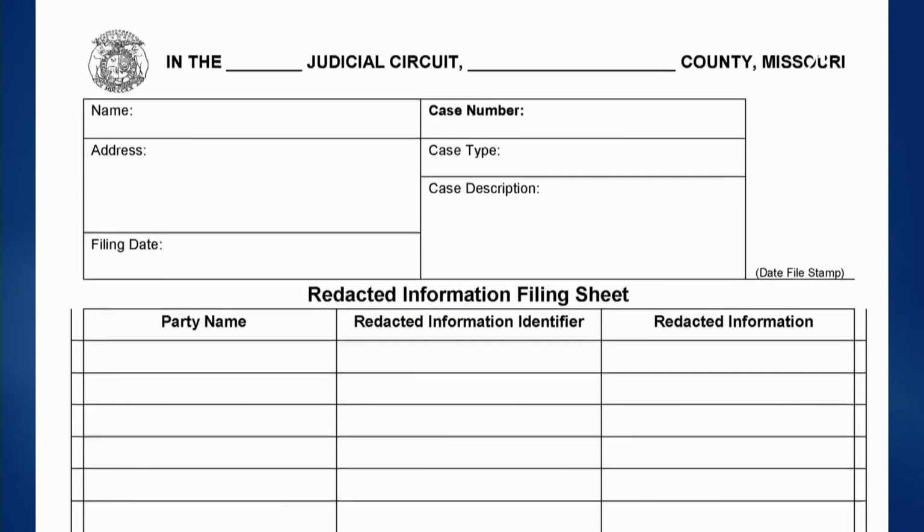action, and so you put down who you are, then you put down the redacted information identifier, and using our prior example, it would be child's name, and then you would put the redacted information, John Doe. Then the next one would be child one's date of birth, and then you'd put June 1, 2007. So that's how you'd fill that out.